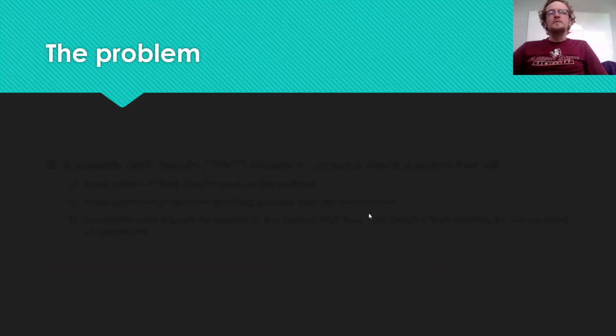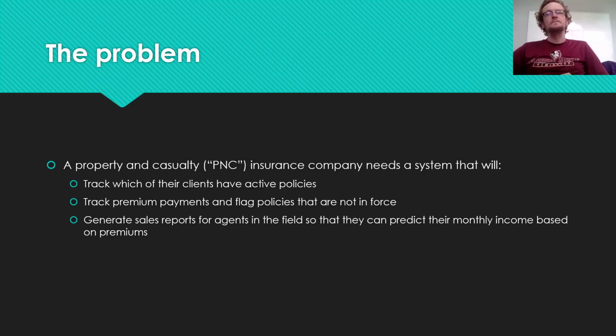So the whole rest of the lecture is going to be based on one central problem, and the problem looks something like this. Let's suppose that we have a property and casualty insurance company, and that insurance company is asking you for a system that does three high-level things. First, they need to track which of their clients has an active policy. Second, they need to track premium payments to understand who is actually currently paying for their policy.